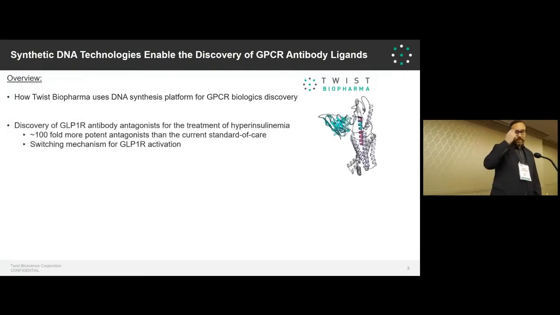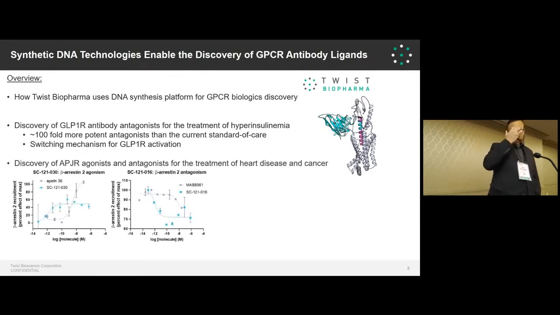The first is a GLP-1 antagonist, not an agonist. This has implications for hyperinsulinemia, which is a rare disorder. We found an antibody that is 100-fold more potent than the current standard of care for hyperinsulinemia. And using our synthetic libraries, we were able to pull apart some of the mechanism of activation of GLP-1R.